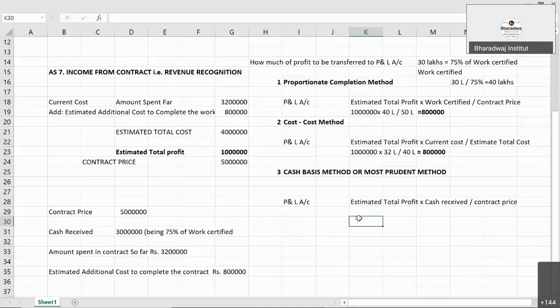Next one, it can be based on cash basis. 10 lakhs into what is cash received? 30 lakhs divided by 50 lakhs. You will get 6 lakhs of profit.